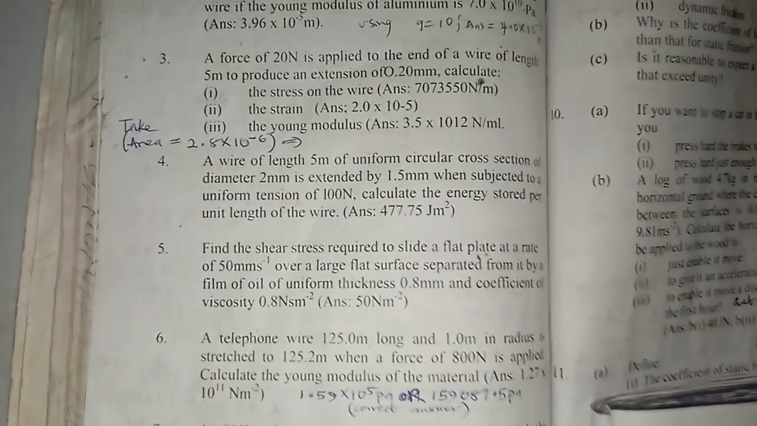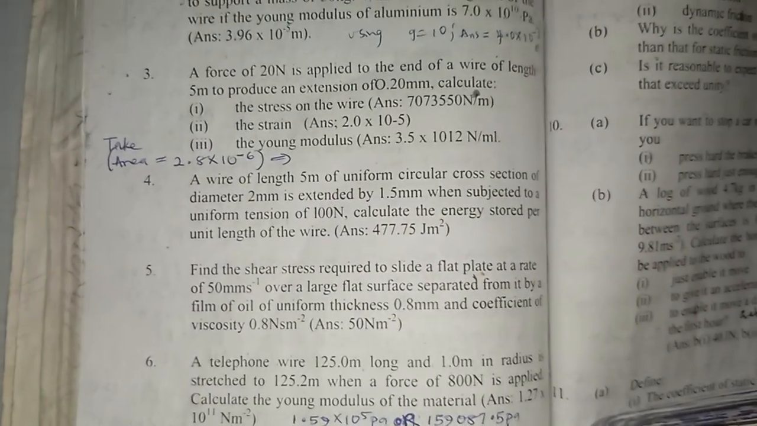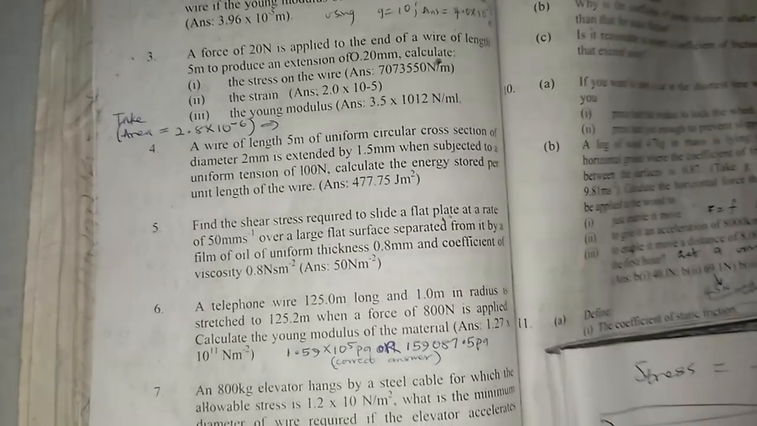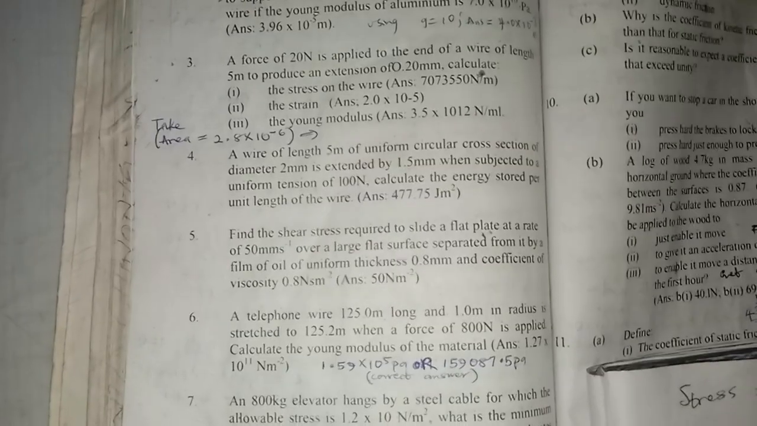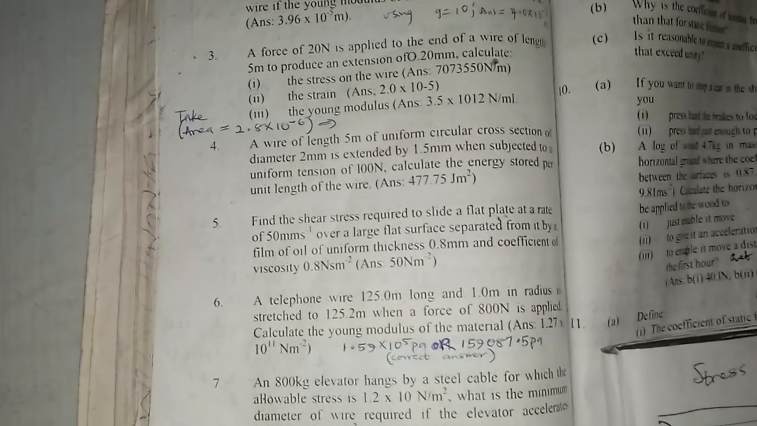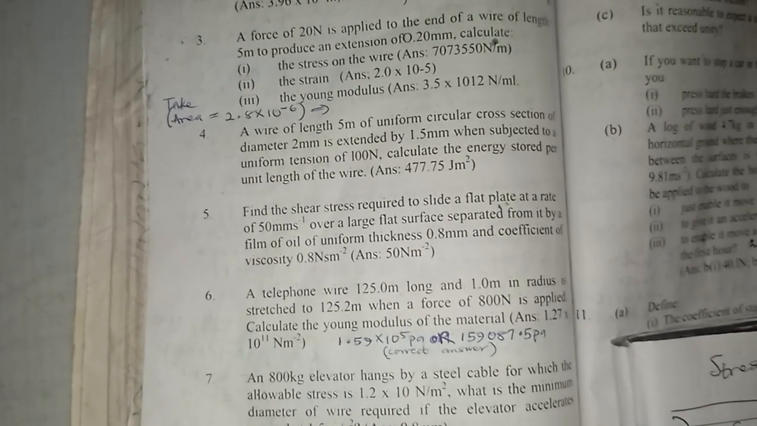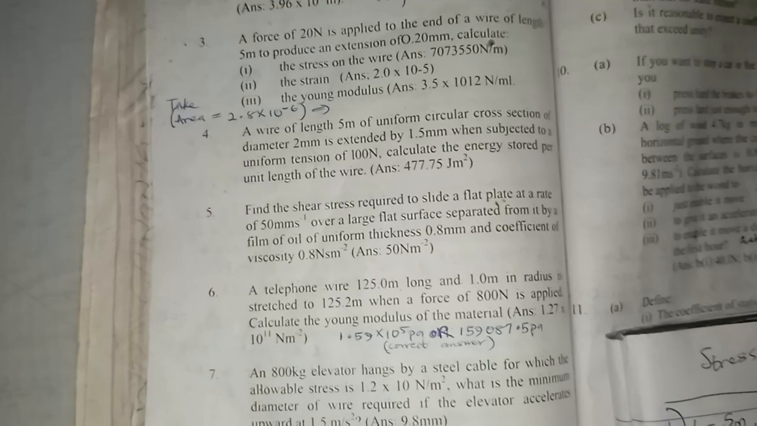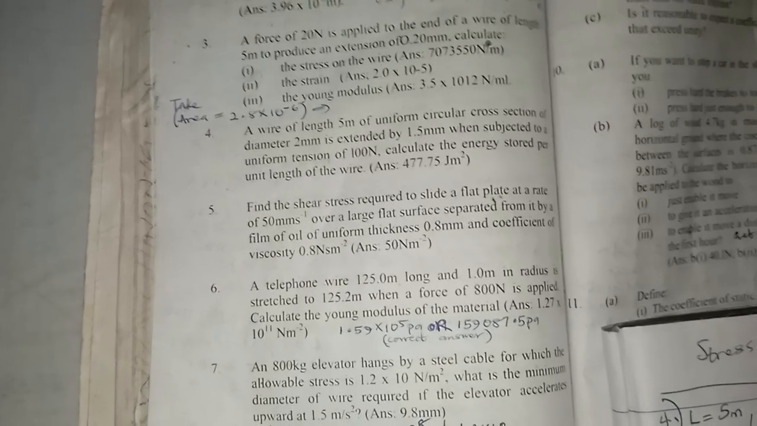A wire of length 5 meter, of uniform circular cross section of diameter. So let's bring all these things out. It has length 5 meter. Diameter 2 millimeter, which is 2 times 10 raised to the power minus 3 meter. Extension, that is x, 1.5 millimeter, that is 1.5 times 10 raised to the power minus 3 meter.